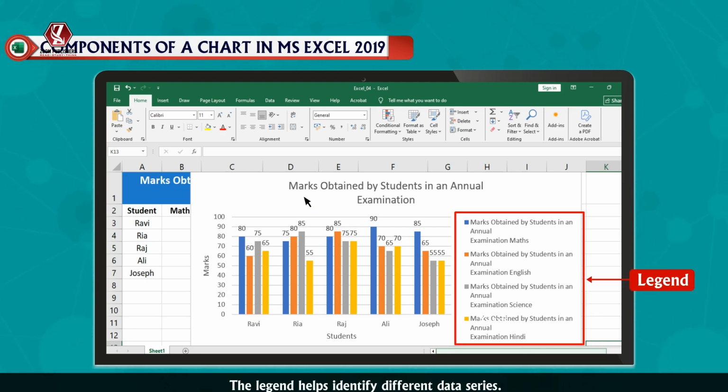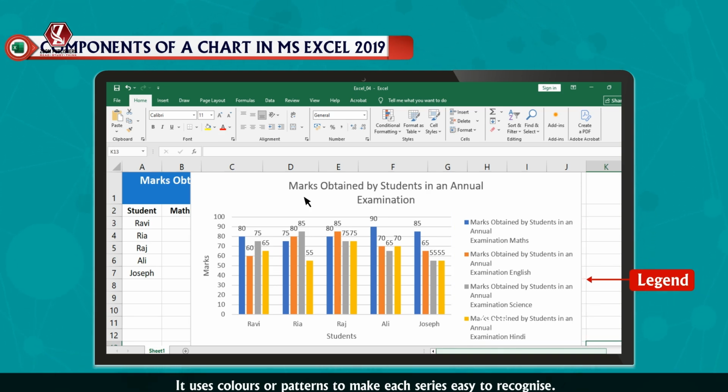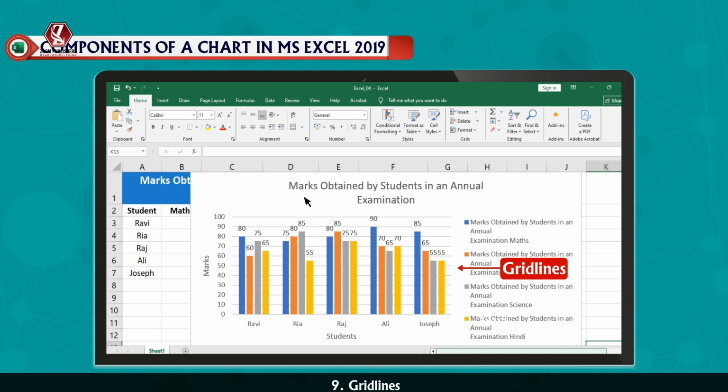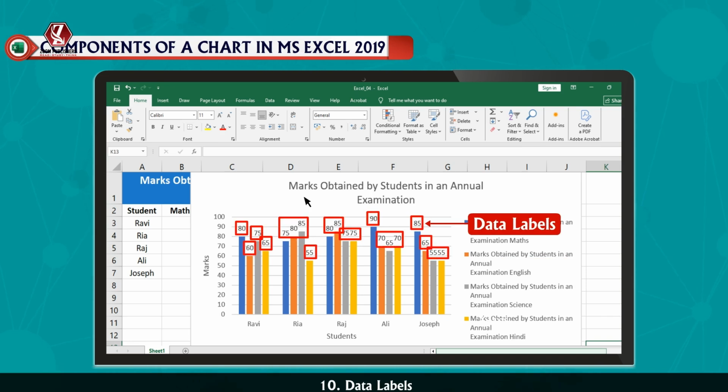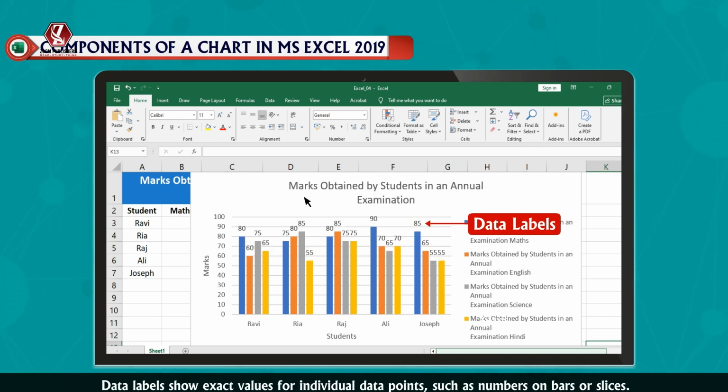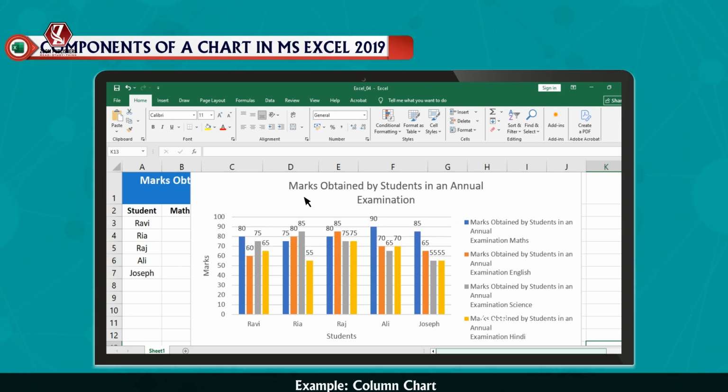Legend. Legend helps identify different data series. It uses colors or patterns to make each series easy to recognize. Grid lines. Grid lines are horizontal and vertical lines across the plot area. They help in reading and comparing values accurately. Data labels. Data labels show exact values for individual data points, such as numbers on bars or slices.